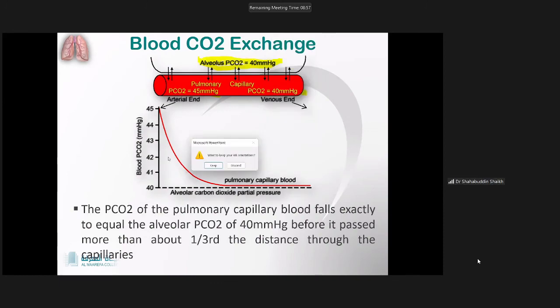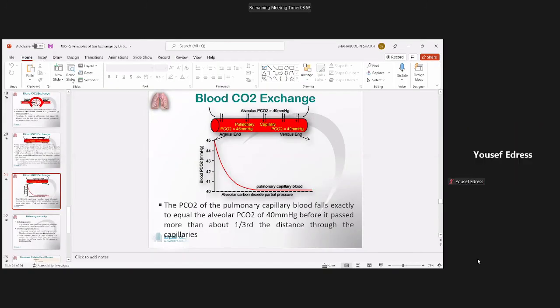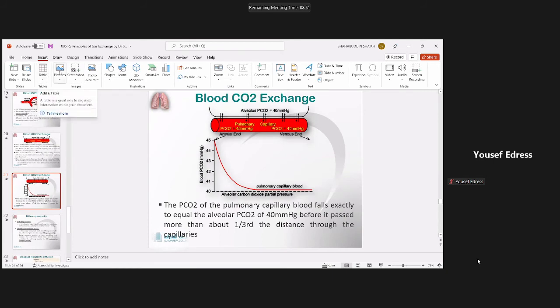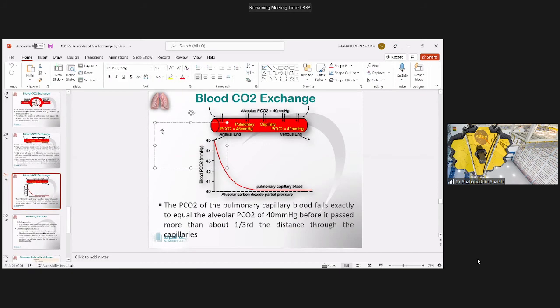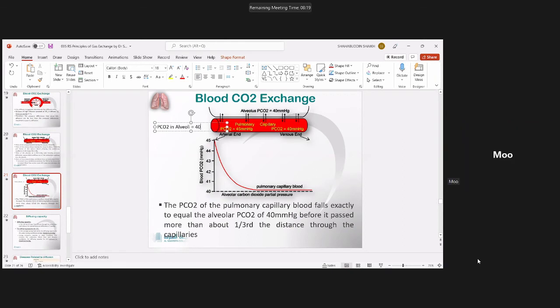Discard. Now, can you see? Yes, sir. You are still seeing the slides, right? Yes. How to enter the text here? Okay, here is a text box. So PO2, no, sorry, we are talking about CO2, right? In alveoli, how much? 40. Right.